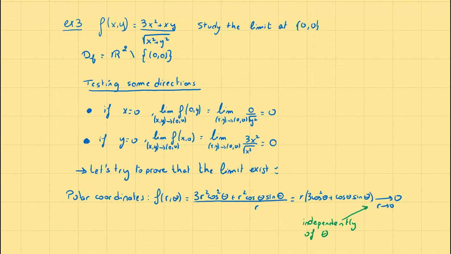Therefore, when the function tends to 0 for any value of theta, independently of theta, this means that the limit exists and it's equal to 0.